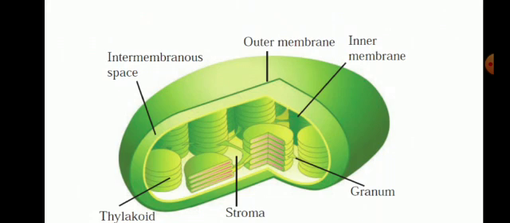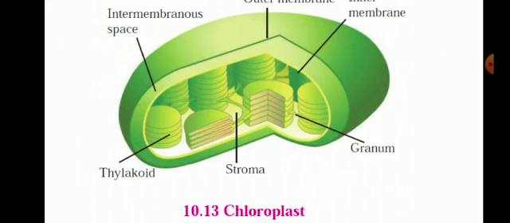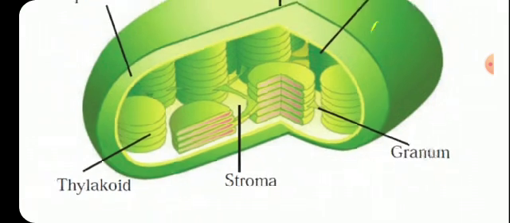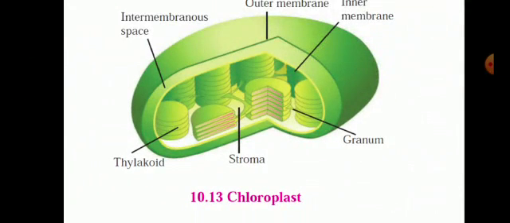Then thylakoids are present, which form grana and stroma, in which photosynthetic pigments are present. Grana is a plural of granum. Thylakoids are the disc-like structures in which photosynthetic pigments are present. Stroma contains enzymes, DNA, ribosomes and carbohydrate that are necessary for photosynthesis. This is the structure of chloroplast.